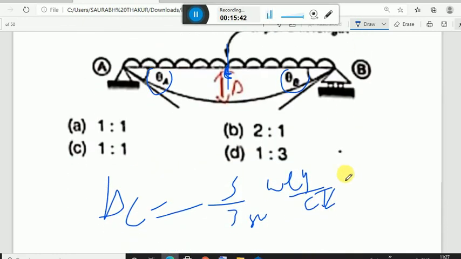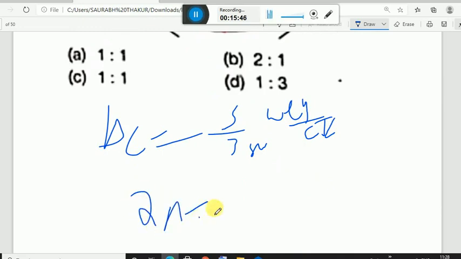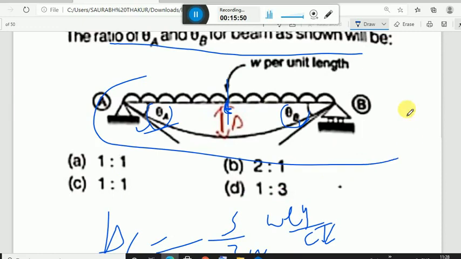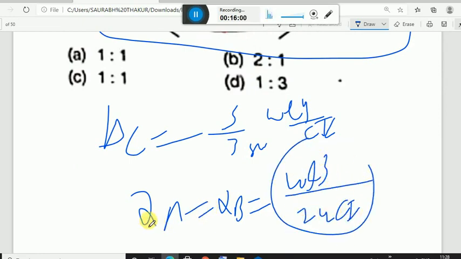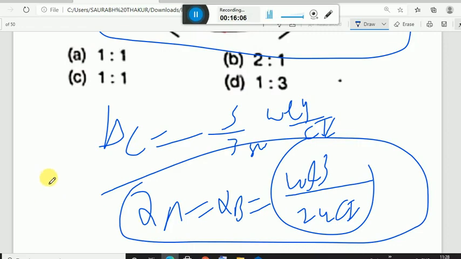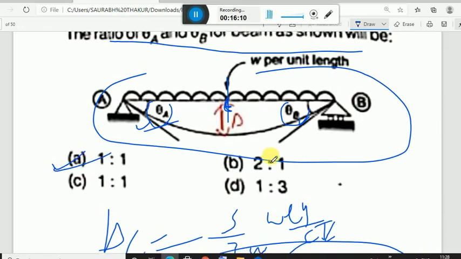But in the question it has been asked about the theta A and theta B, means slope, and theta A is equal to theta B. It is 100% sure because this is symmetrical. Theta A and theta B would be WL cubed upon 24 EI. And it is talking about the ratio, theta A and theta B are equal, means when you take the ratio, you would have the answer 1:1.